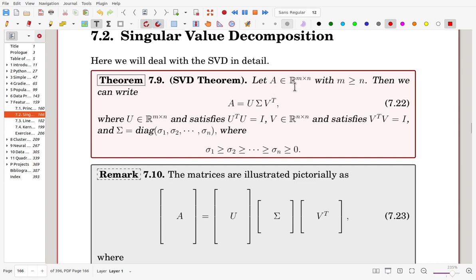A is an m by n real matrix with m larger than or equal to n. Then we can write A as U sigma V transpose. U satisfies U transpose U is identity, and V satisfies V transpose V is identity. And sigma is a diagonal matrix with sigma 1 to sigma n in decreasing order.